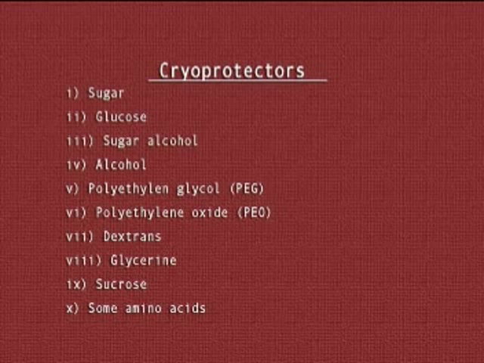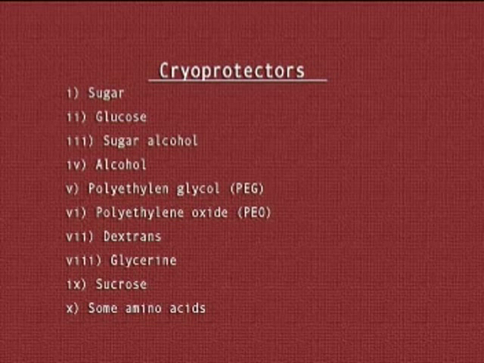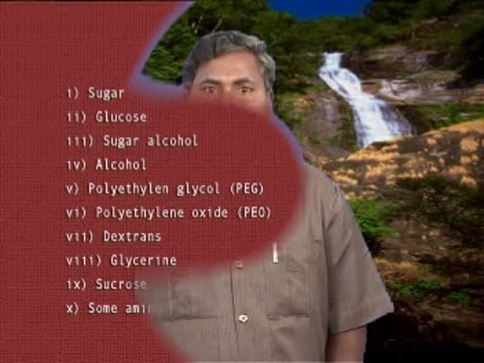Next one is the addition of the cryopreservant. The cryopreservant is simply a chemical substance used for the purpose of cryopreservation. Hence, this chemical substance is called a cryopreservant. Generally, sugar alcohol, glucose, alcohol substances, polyethylene glycol, polyethylene oxide, dextrans, amino acids, glycerin, and some sucrose are also used for cryopreservation. These chemical substances are called cryopreservants, and they are artificially added.